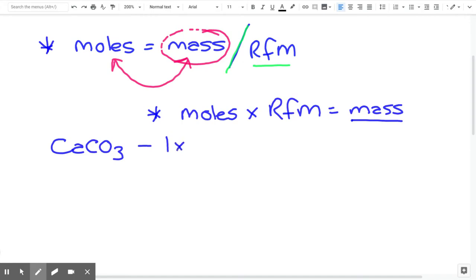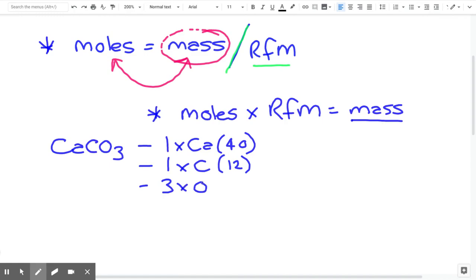We have 1 calcium that weighs 40 according to its mass number. We've got 1 carbon again, which is 12. Remember, we're looking at the mass numbers of the atoms on the periodic table. We've got 3 oxygens. Now oxygen is 16 each, and so 3 of those would weigh 48. That gives us a total RFM of 100.